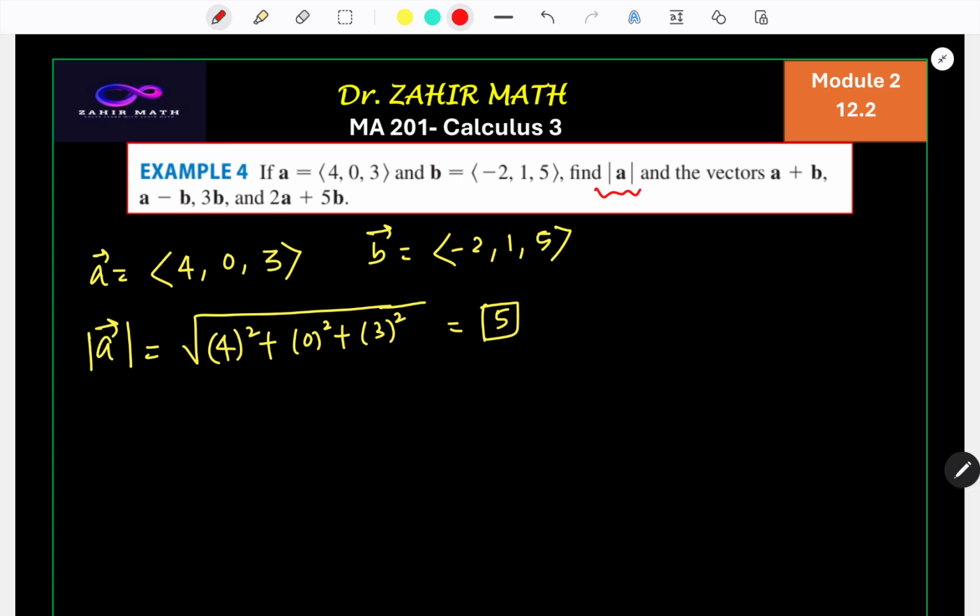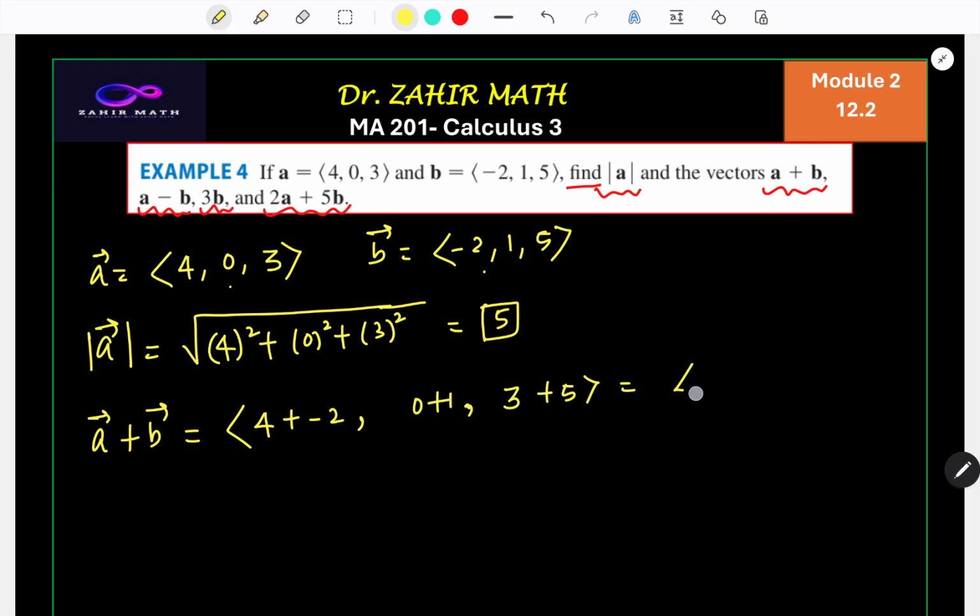Next question is to find the vectors a plus b, a minus b, 3b, 2a plus 5b. These are the things you need to find. Next is a vector plus b vector, so this is your a, this is your b. So 4 plus minus 2 comma 0 plus 1 comma 3 plus 5, which is equal to the vector 4 minus 2 is 2, 0 plus 1 is 1, and 3 plus 5 is equal to 8. So this is your a plus b.